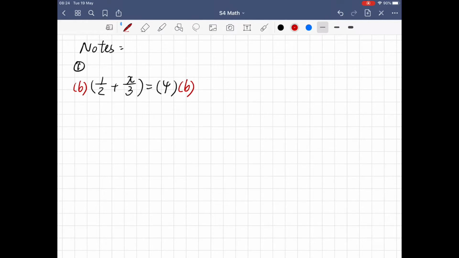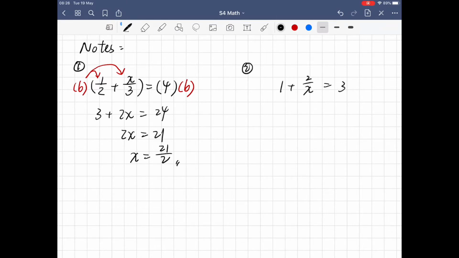So in this case, when we multiply the 6 to 1 over 2 and x over 3, we will have 3 plus 2x equals 24. So as you can see, after we multiply the common multiples on both sides, we can remove all the denominators. Okay, and therefore 2x equals 21 and x equals 21 over 2.